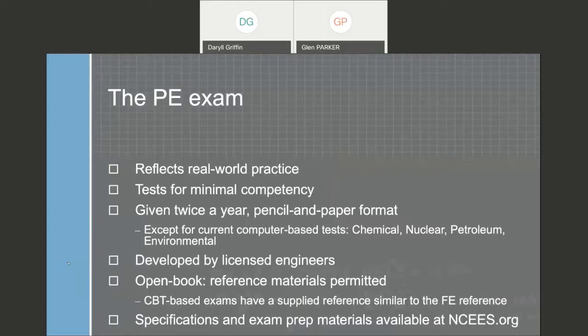The ones that are still paper and pencil, you can bring in whatever references you want. It needs to be bound materials, and you can go out to the NCEES website and see all the specifics. But you get to bring in a dolly loaded with hardcover books if you want to do that, and a lot of people do. The computer-based test has a supplied reference that's built onto the computer, so you can't bring any references in for that. I work on the computer exam committee, and we're currently working on our supplied reference. That's going to be an online reference book. So the computer-based tests for the PE exam are going to be very similar to the FE as far as the format goes.